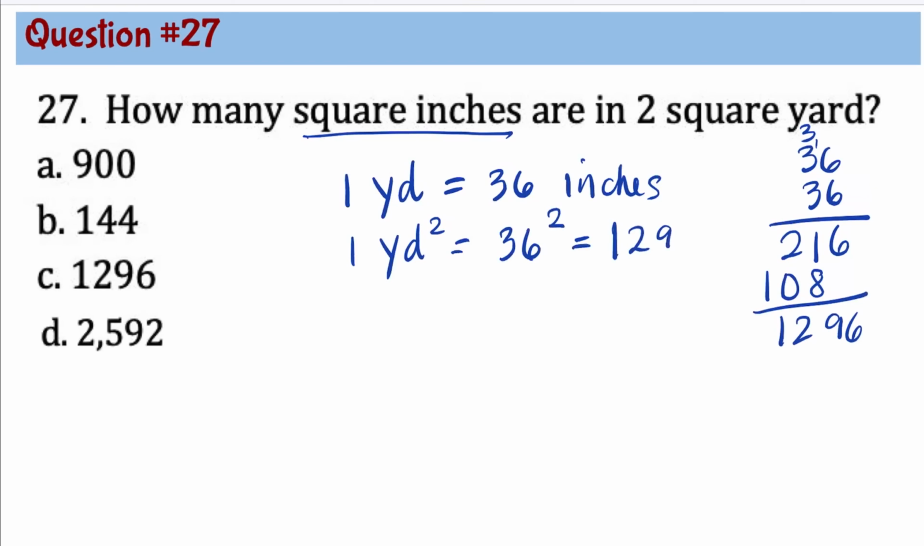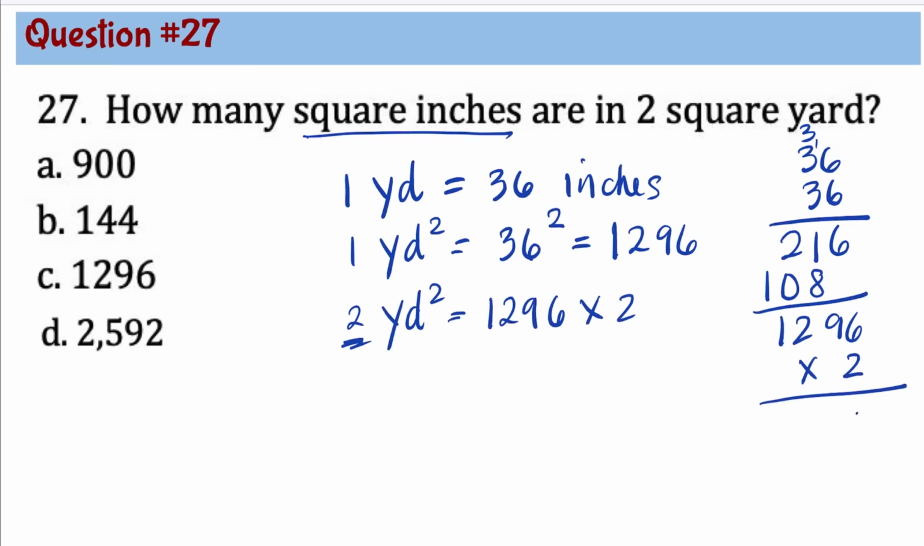1,296. Now, if it is 2 yards square, this means we need to multiply 1296 by 2. So multiplying this by 2, we get 12, carry 1, 19, carry 1, 5, and then we have 2. So the answer is 2,592 square inches, which is letter D.